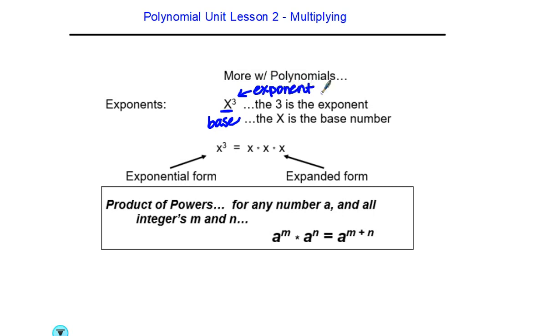All right, so exponential form. Exponential form is the condensed, shorthand version, x to the third power. Remember, that means x times x times x, and that's what we call expanded form.